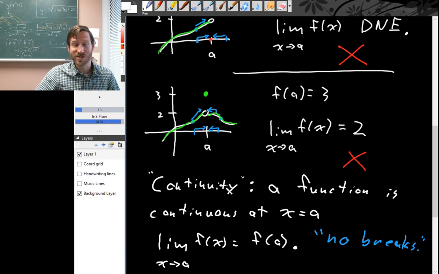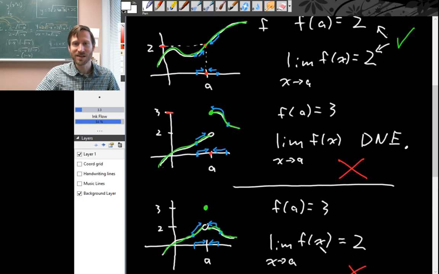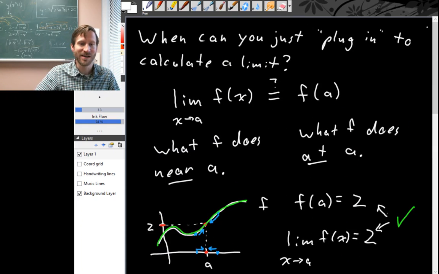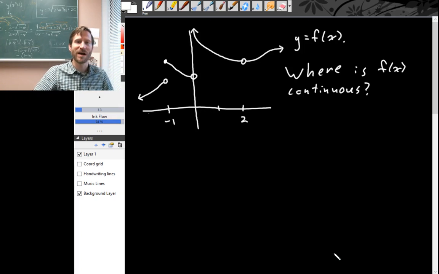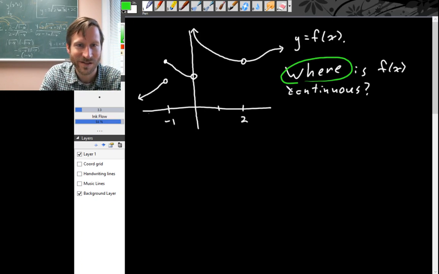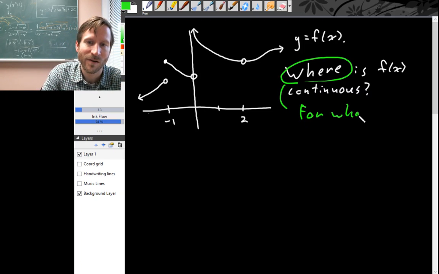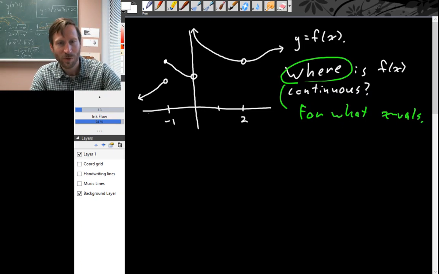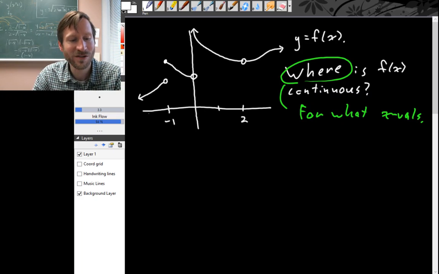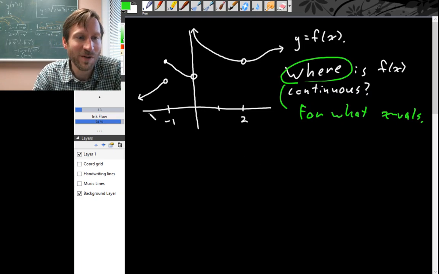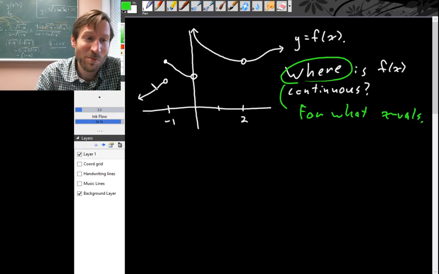So to make sure that we understand what continuity looks like, let's look at the graph of a function and decide where it's continuous. So here's a graph of a function. And the question that I'm asking about this function is, where is it continuous? What this means is, for what x values is it continuous? Well, we know what continuity looks like. Continuity looks like a graph with no breaks in it. So all we need to do is figure out where this graph has breaks in it.